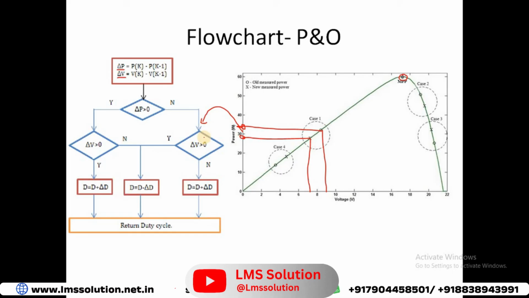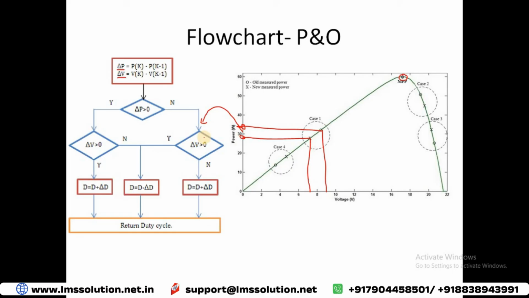Next you have to check the voltage difference between the current instant and previous instant. This point is considered as the current instant and this point is considered as the previous instant. The current instant voltage is around 7 volts and the previous instant voltage is around 9 volts. Just take the difference, 7 minus 9, which is minus 2. Del V is minus 2. Next you have to check the condition: del V greater than or equal to 0. Del V is not greater than or equal to 0 because del V equals minus 2. The condition is not true. Then we need to increase the duty cycle.